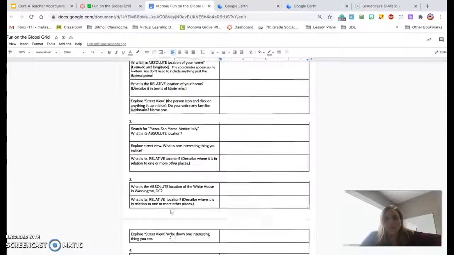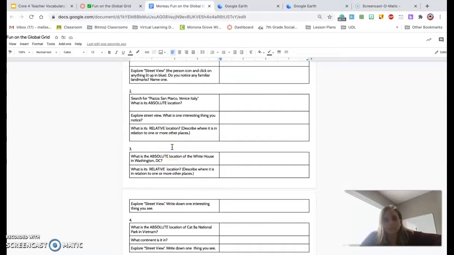So you're going to complete this for your Wednesday activity and then be ready to have a mini check-in about absolute and relative location if you are in Miss Morrow's class.